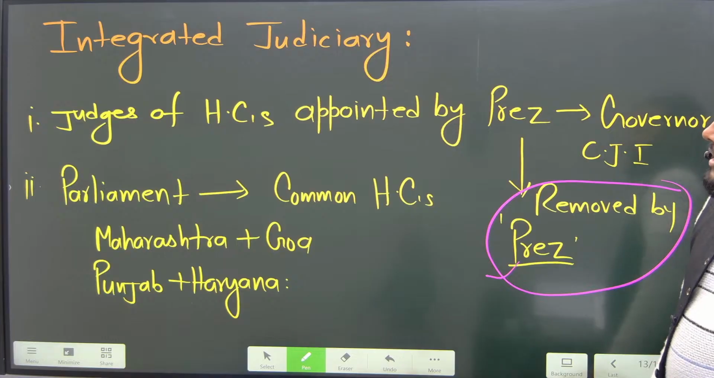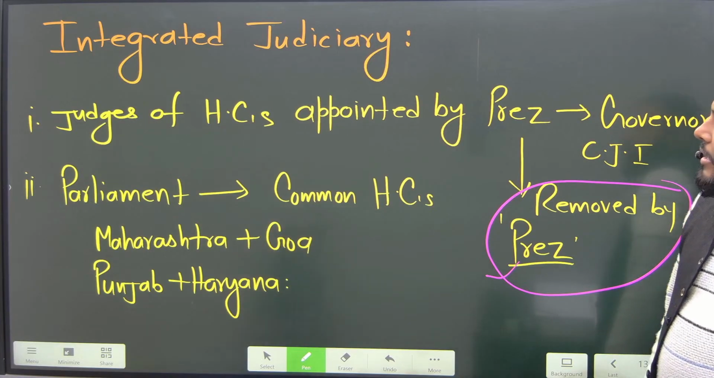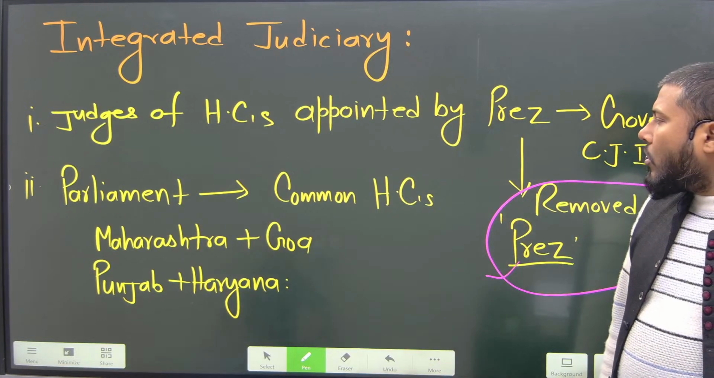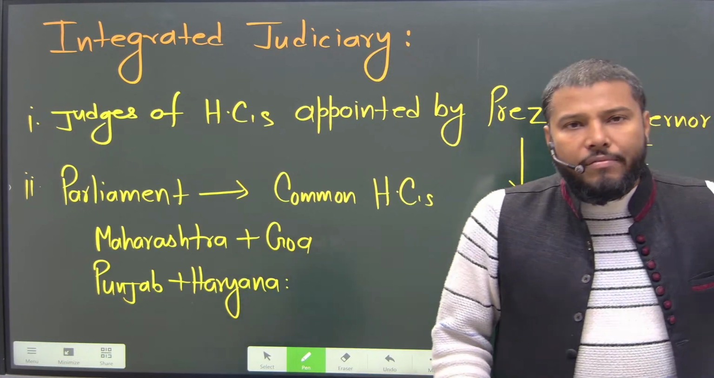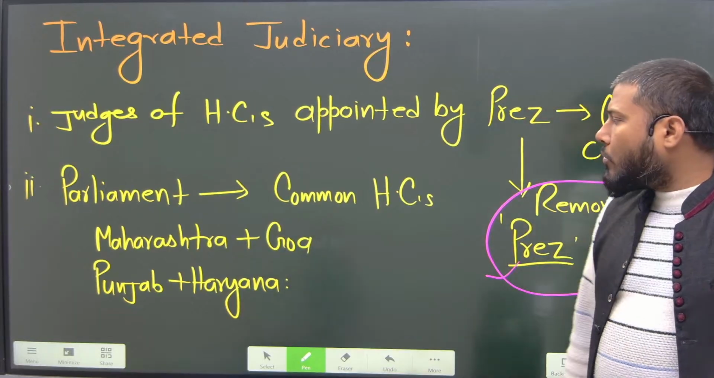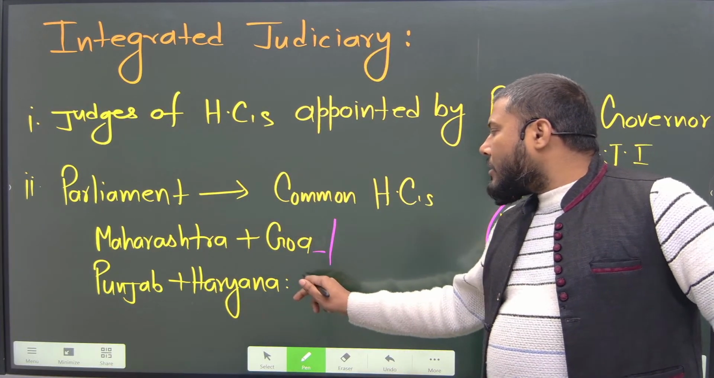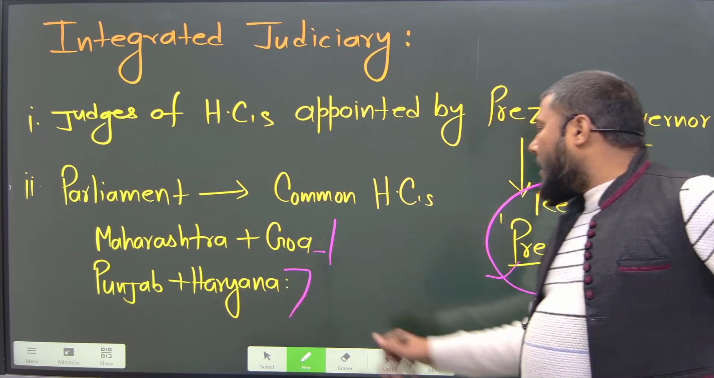You see, the second one is that parliament can establish a common high court for two or more states if requested by those states. Goa and Maharashtra are currently having a joint high court, and so are Punjab and Haryana.